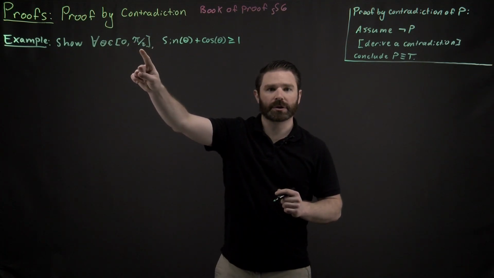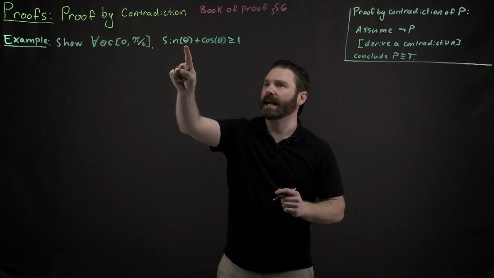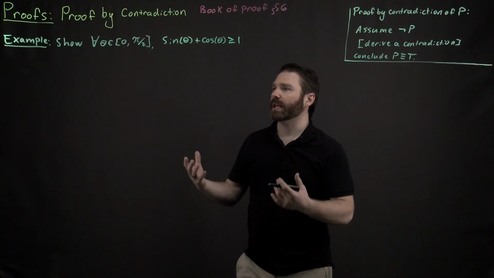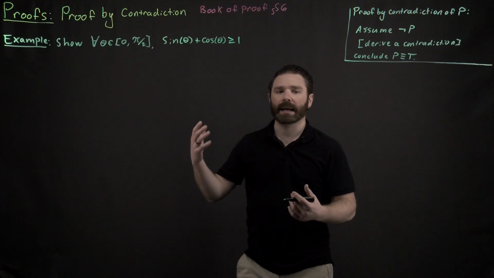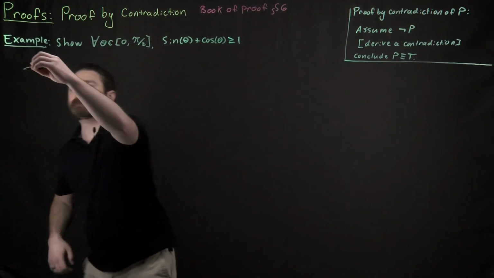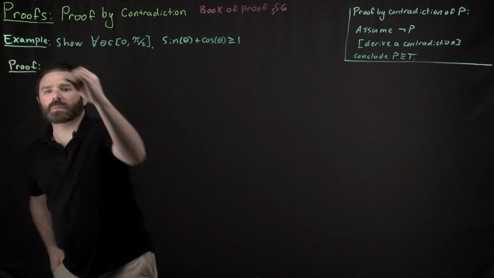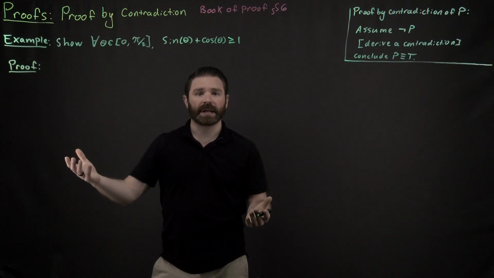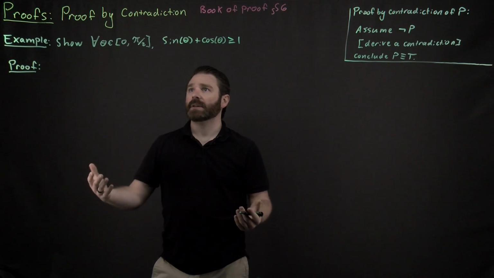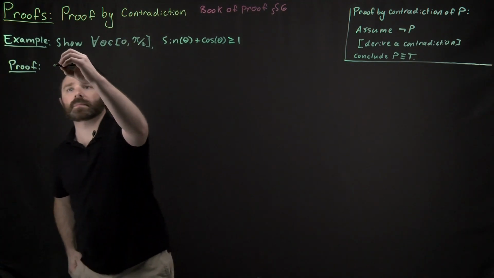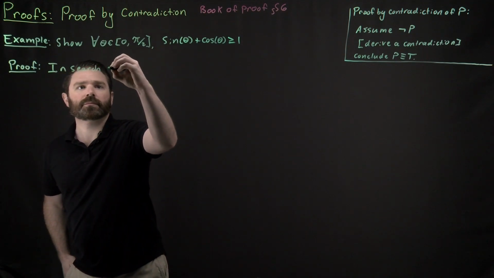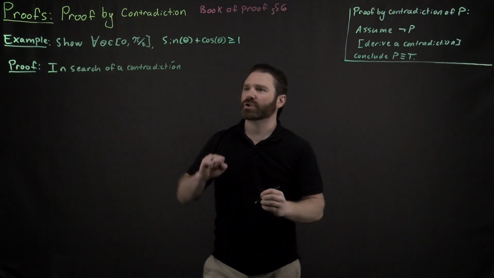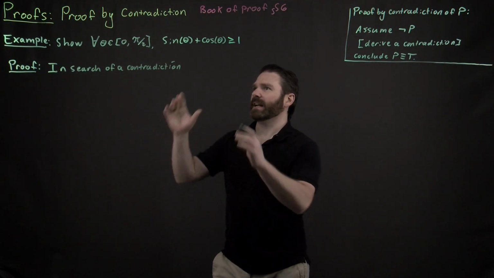0 to pi over 2, so in that interval of real numbers, sine of theta plus cosine of theta is greater than or equal to 1. So I want to show that this is the case, and I want to argue by contradiction. As usual, it's extremely helpful, especially for the reader, to declare what sort of proof technique you are using. To declare that we're using a proof by contradiction, we can say "in search of a contradiction," which is declaring that I'm doing a proof by contradiction.